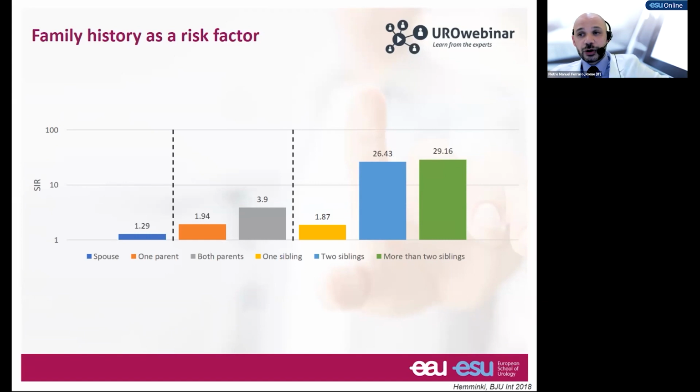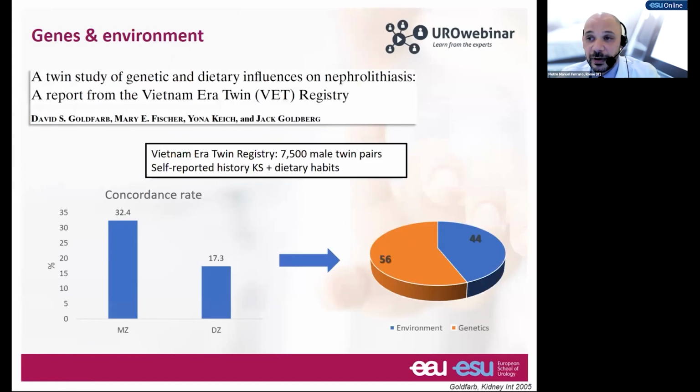members of the family, showing that, for example, the spouse of a proband will have about a 30% higher risk of forming stones, which can be imputed to shared environmental factors. But if you look, for example, at having one or both parents affected, the risk is 2 to 4 times higher. And also having one sibling is associated with a 90% higher probability of forming stones. And as you can see, with 2 or more siblings, the risk goes up very, very high.